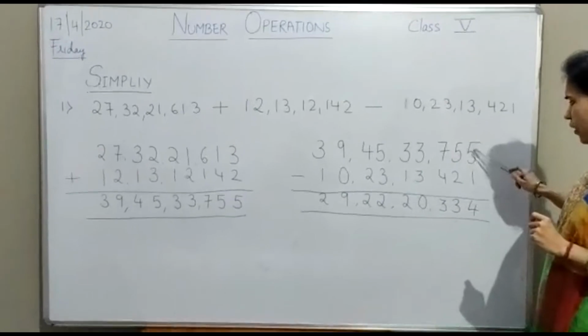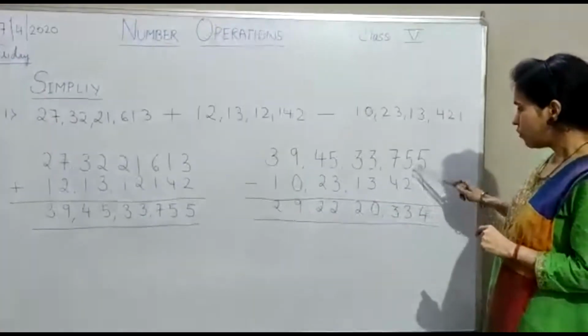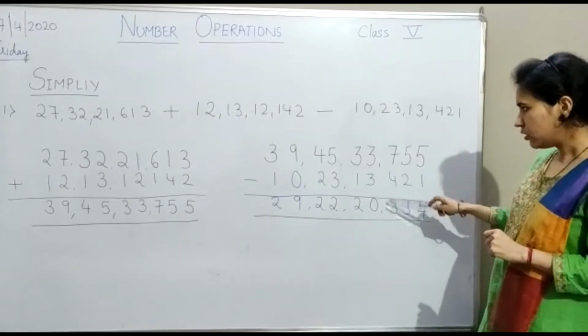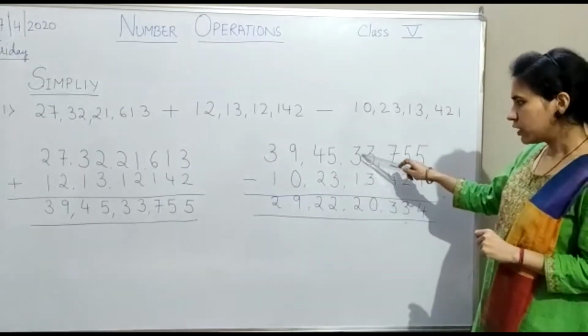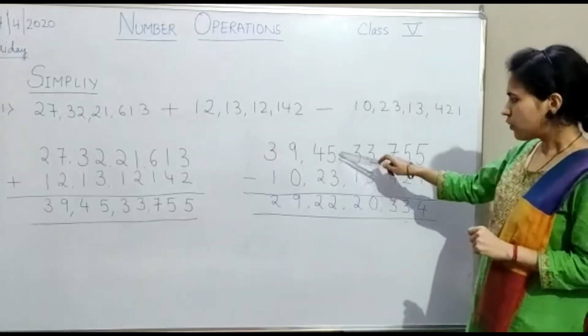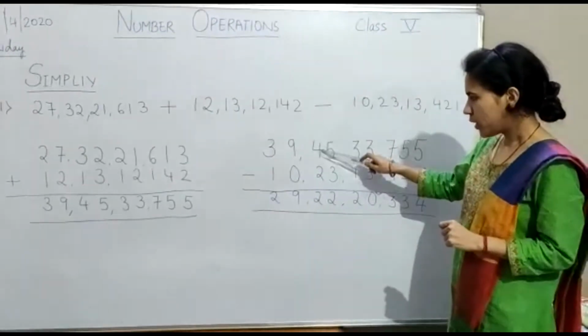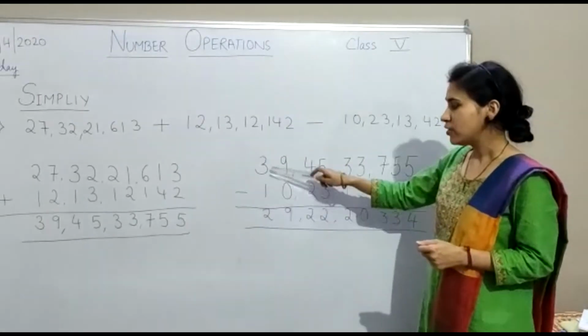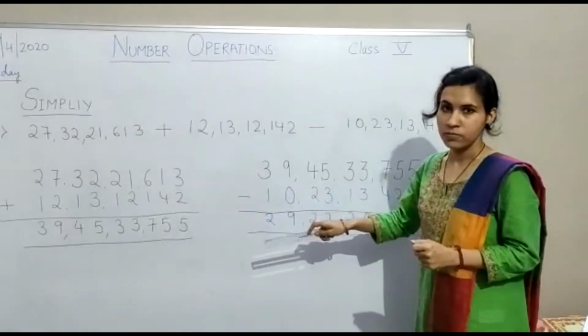Now, 5 minus 1 is 4, 5 minus 2 is 3, 7 minus 4 is again 3, 3 minus 3 is 0, 3 minus 1 is 2, 5 minus 3 is 2, 4 minus 2 is 2, 9 minus 0 is again 9, and 3 minus 1 is 2.